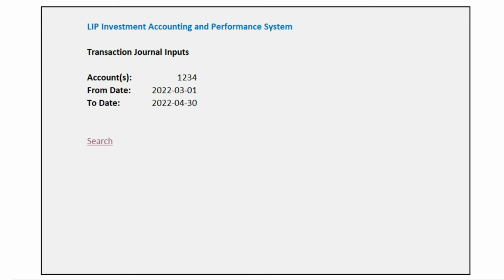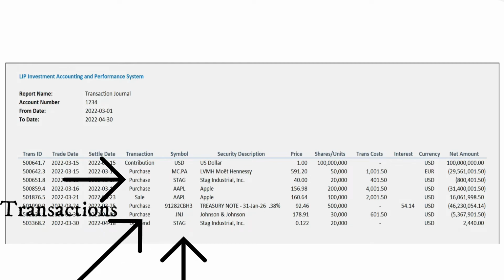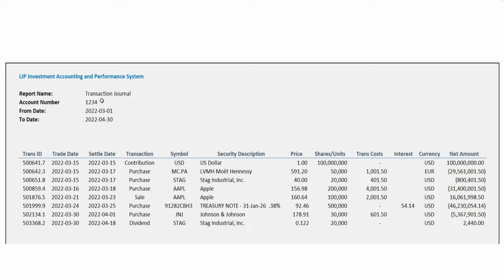Okay, so here first you actually have an input screen, and I have the data input already, but you would normally type in an account number such as 1234, and then a from date and a to date, and then you would hit search. Oh my goodness, what does this all mean? Okay, so here we're looking at the transactions for account 1234 from March 1st, 2022 to April 30th, 2022. And what are all these columns here?